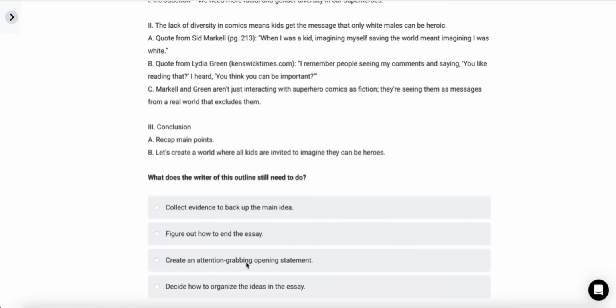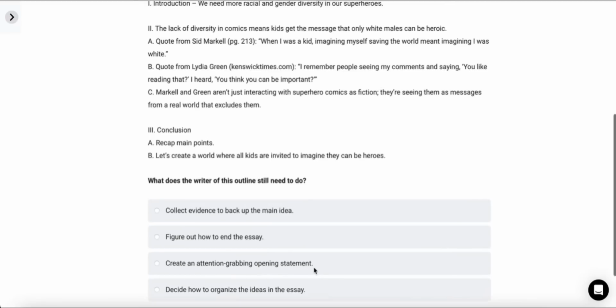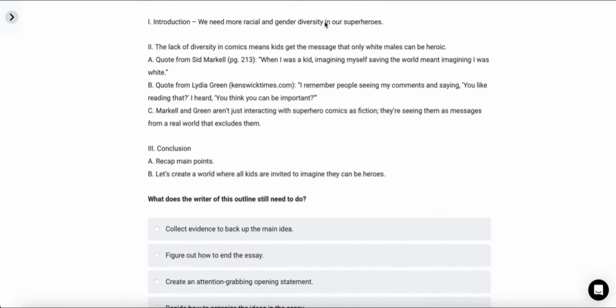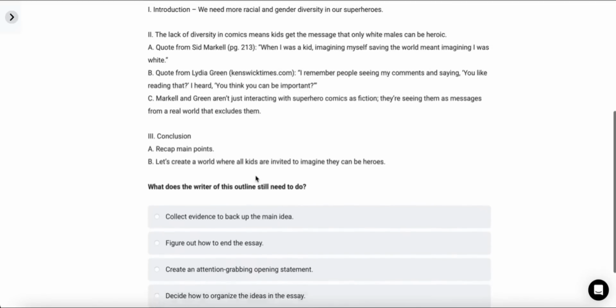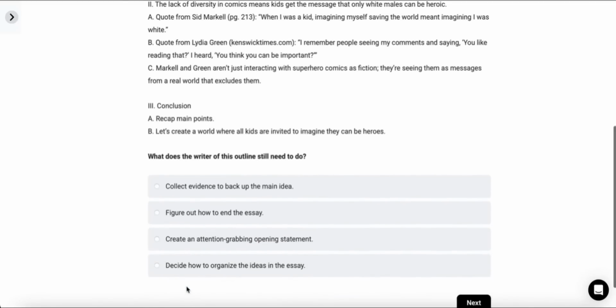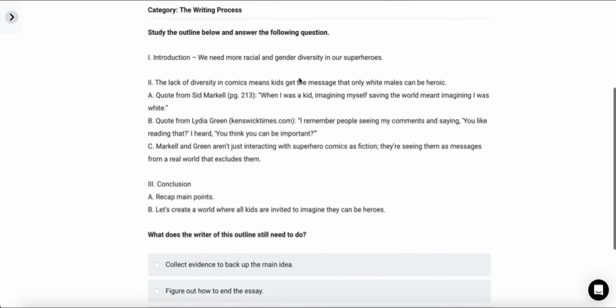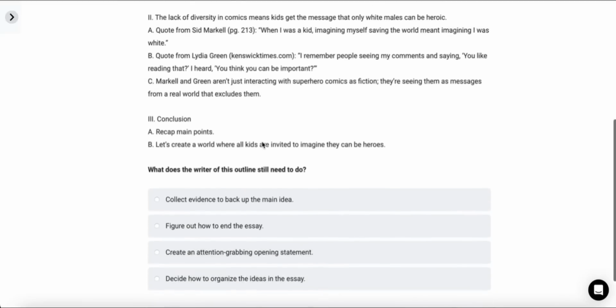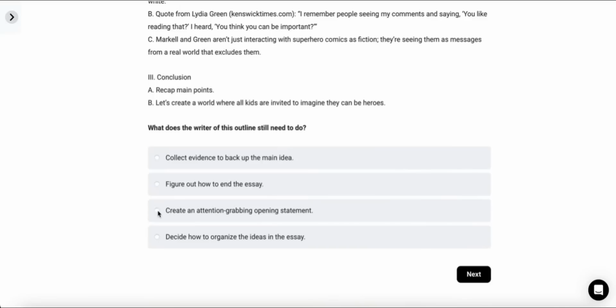Create an attention-grabbing opening statement. It looks like there's only a thesis statement here, but there isn't an opening statement. So this looks like the correct answer. And finally, decide how to organize the ideas in the essay. That's the purpose of this outline, to organize the ideas that you want to talk about within your essay. So the correct answer is here. Create an attention-grabbing opening statement.